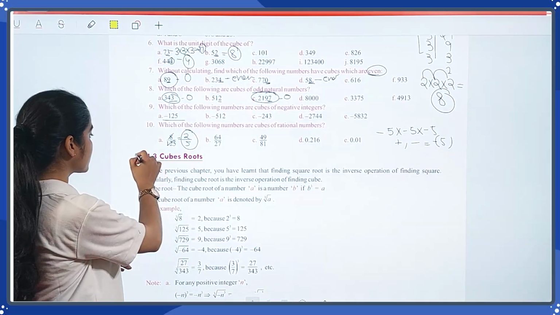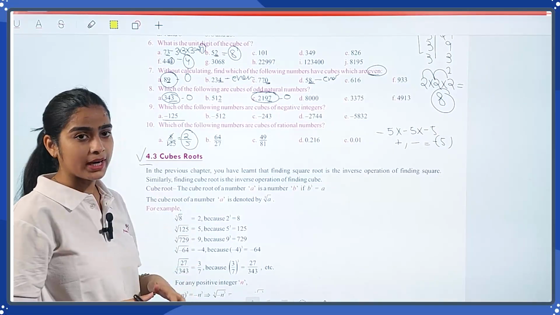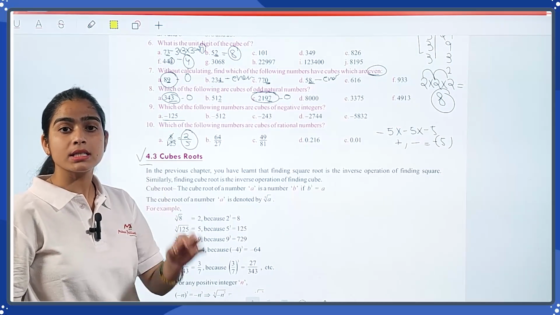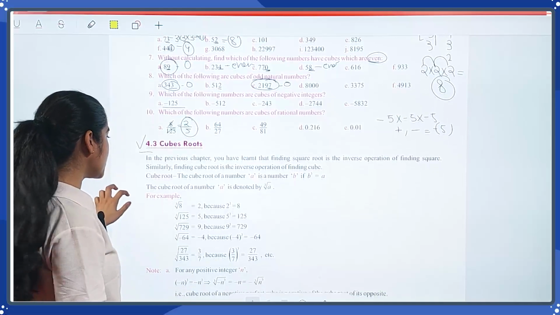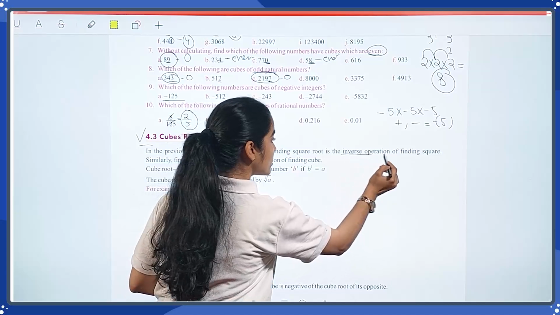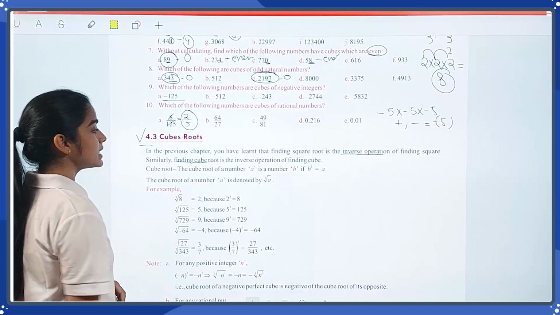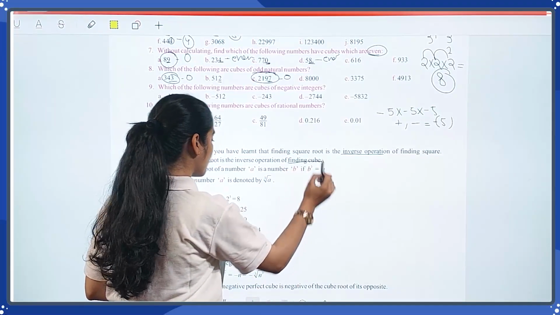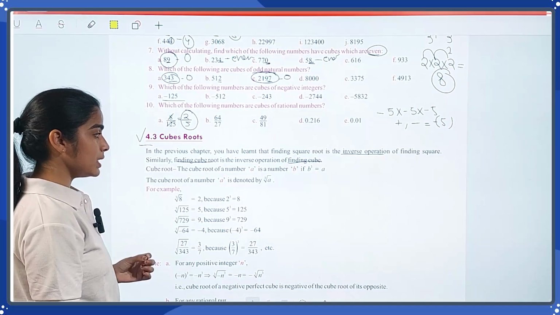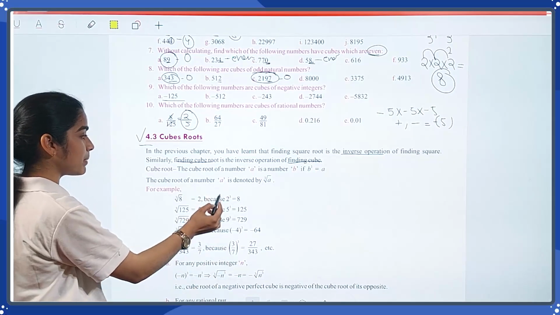Now we have the next concept, which is cube roots. Now we have a cube, and we have to calculate the number whose cube it is. In the previous chapter you learned that finding square root is the inverse operation of finding square. Similarly, finding cube root is the inverse operation of finding cube. The cube root of a number a is a number b if b cube is equal to a. The cube root of a number a is denoted by this sign.